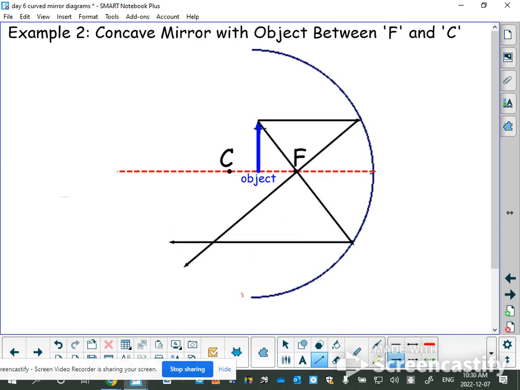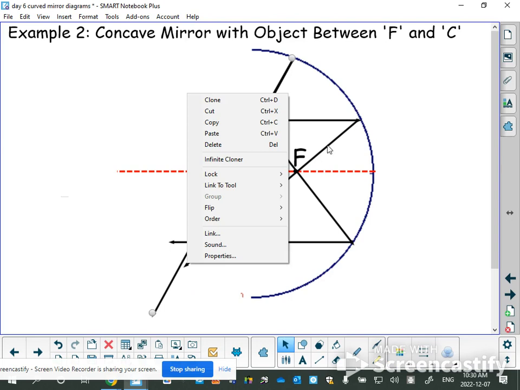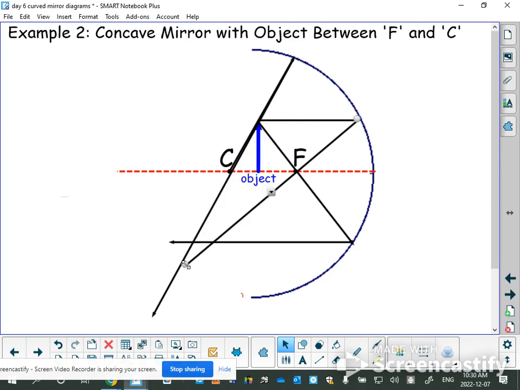Rule number 3. In this case, I'm going to have to go through the center of curvature and then the top of the object. That's okay. It doesn't matter. It still works. And then back through itself. Now, these 3 didn't line up perfectly. That happens sometimes, right? Don't beat yourself up over that. Perfection is what we aim for, but maybe we don't always get it. But we can see they should cross in here. We'll still be able to describe the image based on the location.